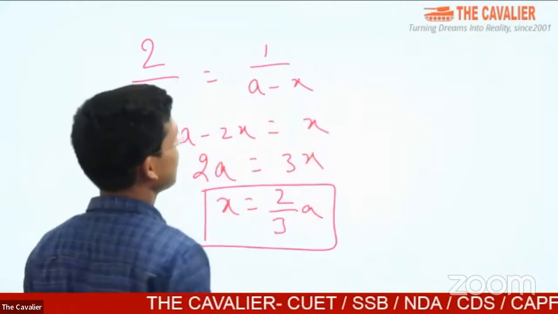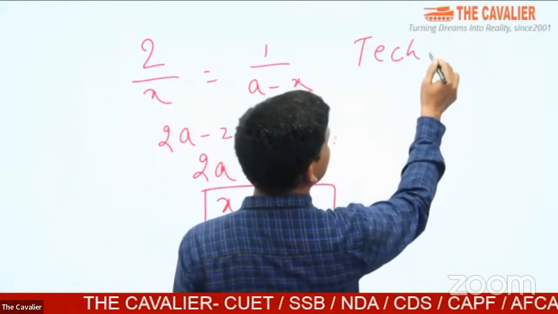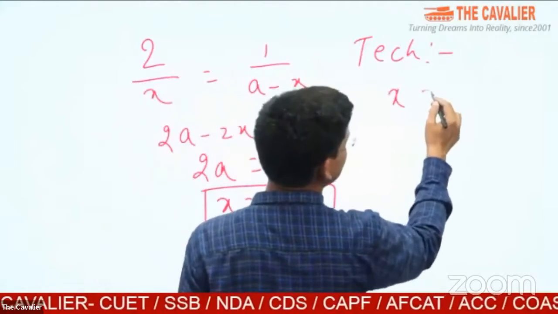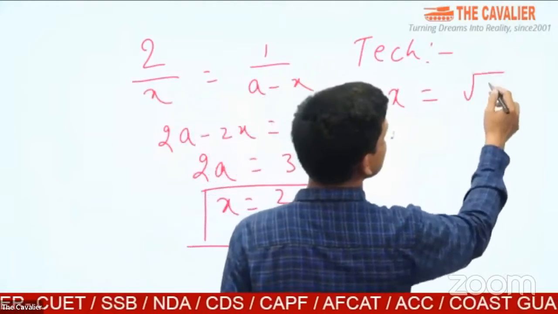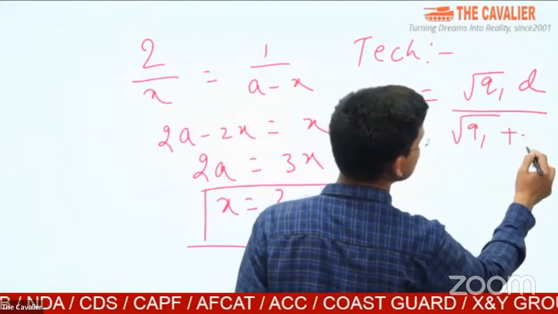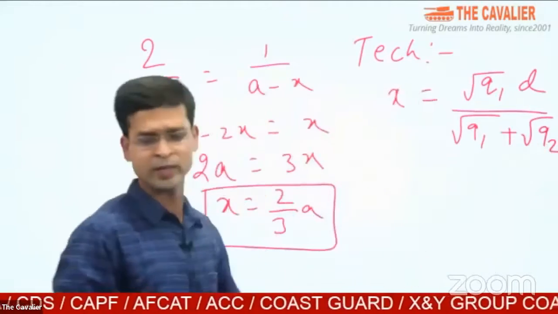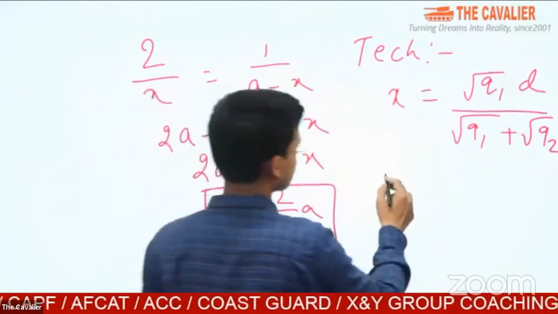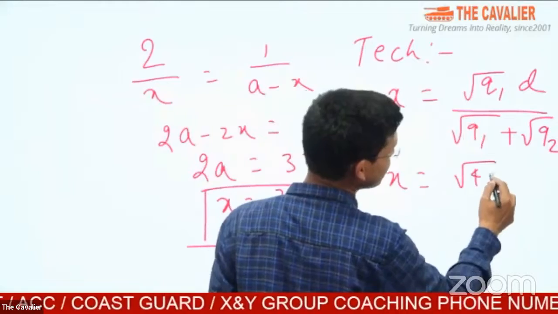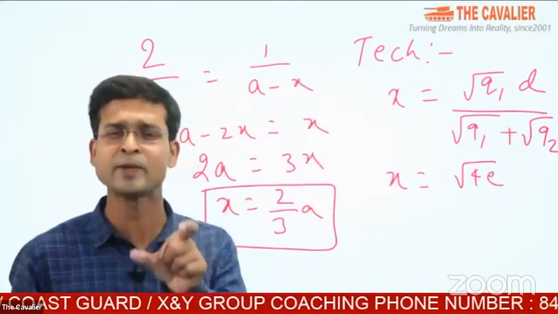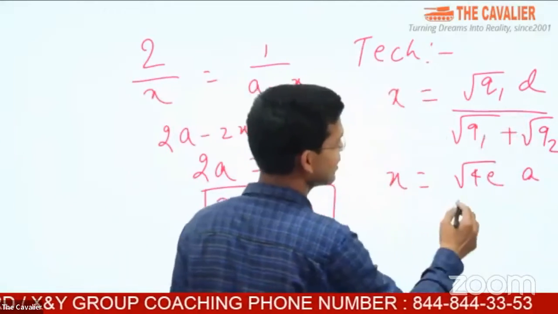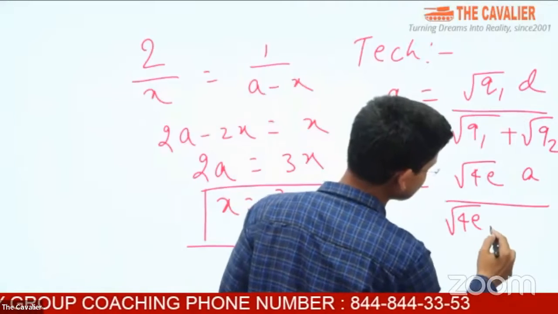And now I am providing you a technique so that you will get the direct result. According to this, you can apply x equals root q1 into d upon root q1 plus root q2. This is the point of zero intensity. No need to solve the lengthy method. We have to solve the MCQ. This is q1, you know this is 4E, and d is the distance between the two charges, that means A is given. This is also root 4E plus root E.